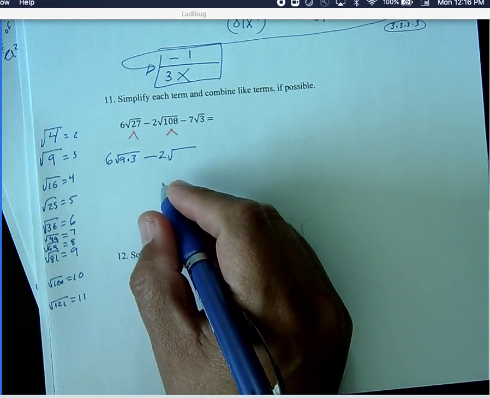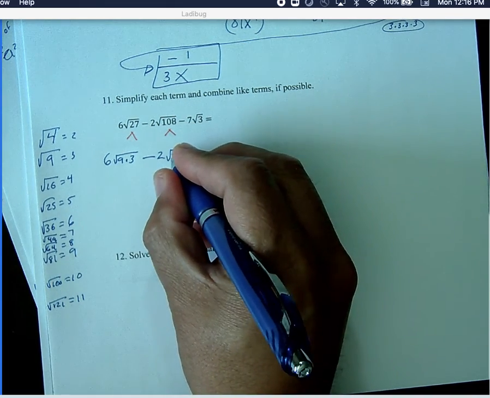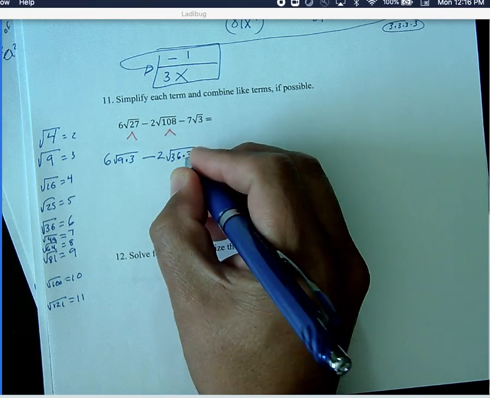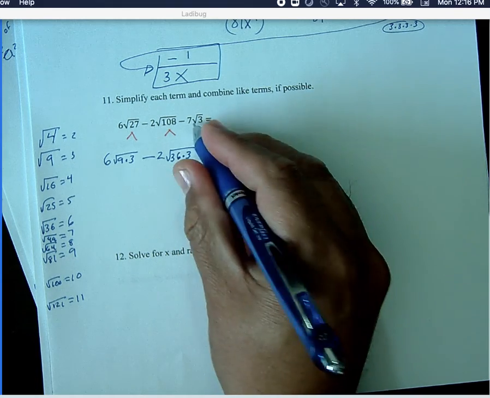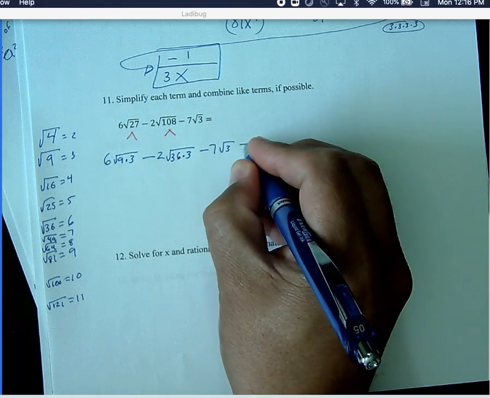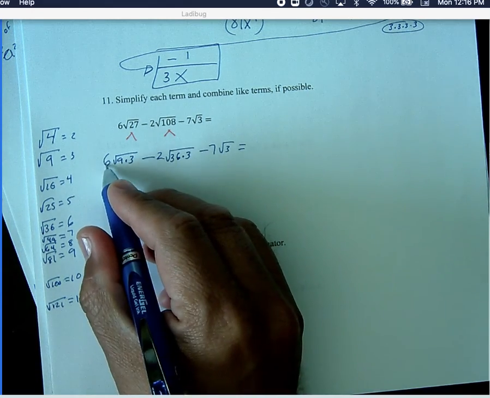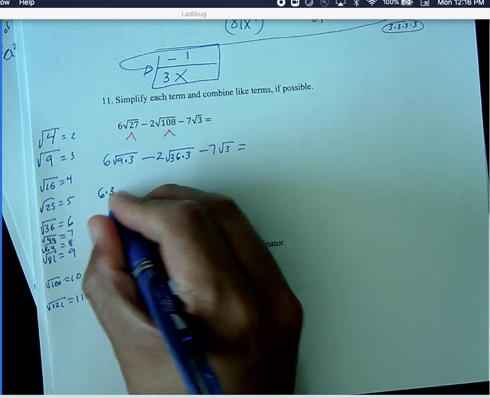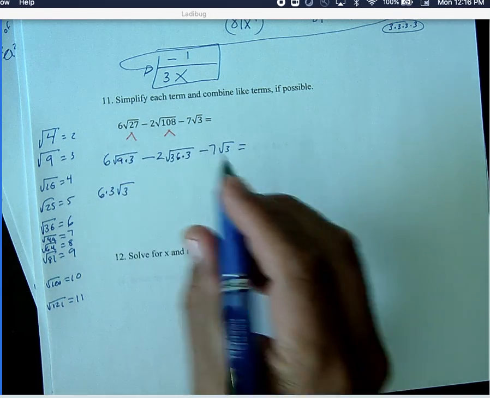108 I think can be divided by 36. 36 times 3, and then minus, and then square root of 3, you can't do anything about it. That's it. So from here, 6 square root of 9 would be 3, so times 3, and then the 3 stays inside. So this one breaks out as a 3.